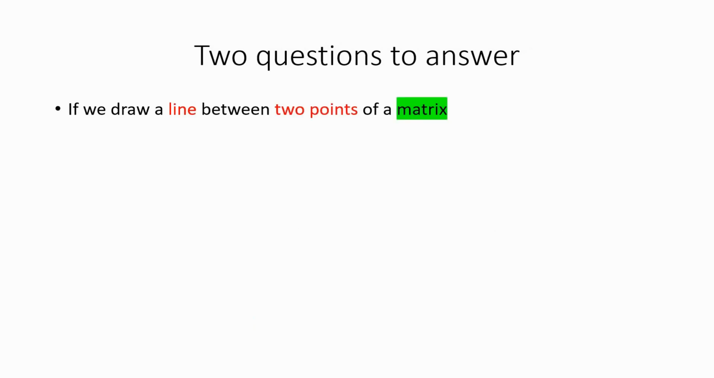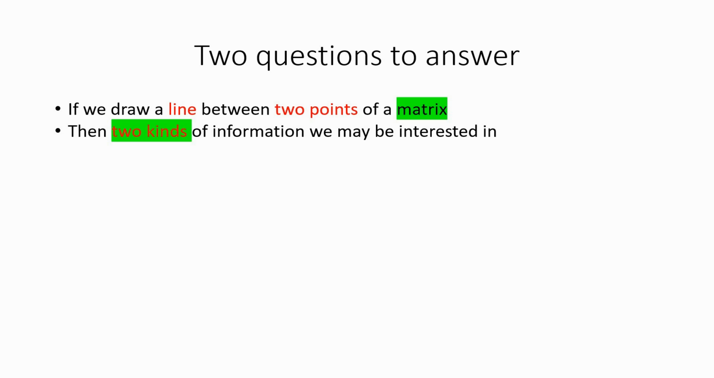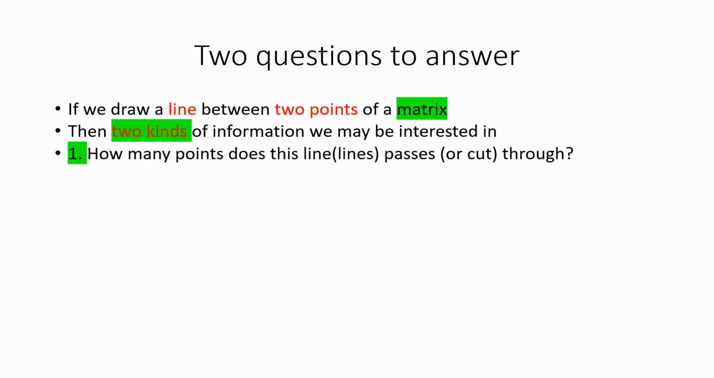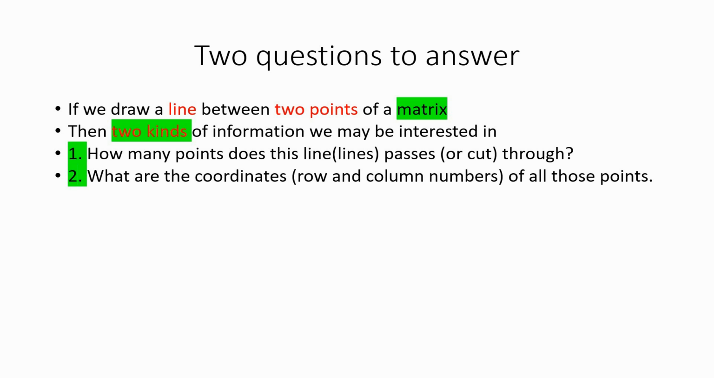We have 2 questions to answer. If we draw a line between 2 points of a matrix, between 2 members of a matrix, then there are 2 kinds of information we may be interested in. That is, how many points does this line or lines pass or cut through? That is the number of points. The second thing that we may be interested in is, what are the coordinates, that is the row numbers and column numbers of all those members, all those points.